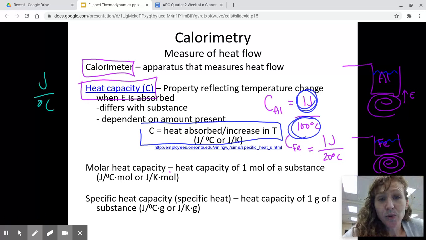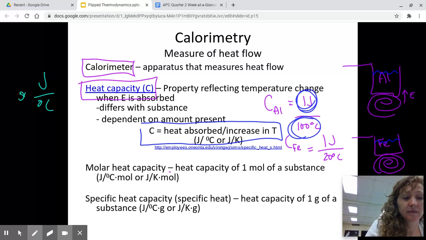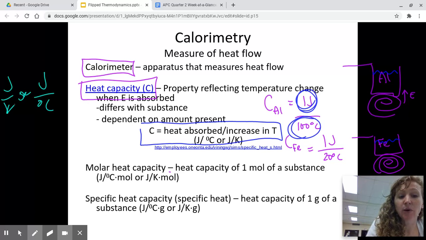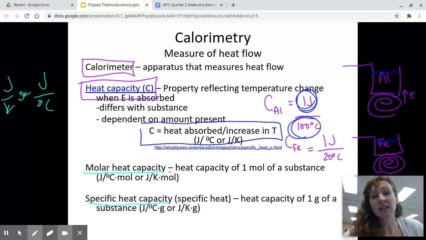So it's going to be joules per degree Celsius or joules per degree Kelvin, depending on what you're measuring your temperature in. And then out of this idea of heat capacity comes two other concepts. We have molar heat capacity, and we have specific heat capacity. Both of these are heat capacities, but they're just zeroing in on the conditions under which heat capacity is measured.